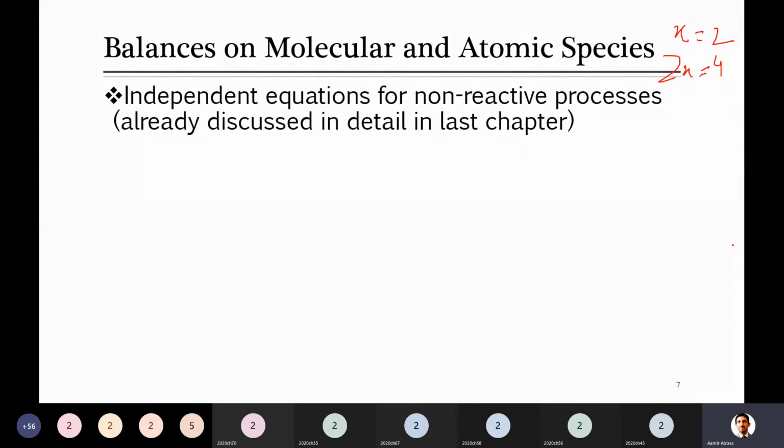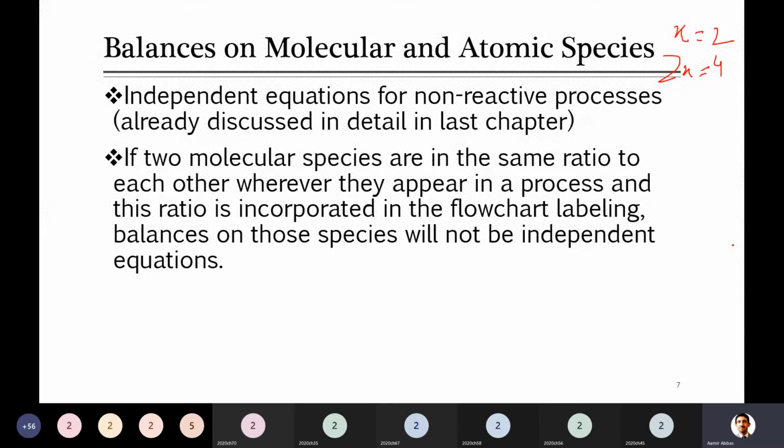The same will apply here, that you have to look for independent equations for these reacting systems. For example, if you write the molecular species and you take some molecular species that are in the same ratio with each other, same ratio meaning, for example, they are entering the system in the ratio of 1:2. One has 50 moles, the other has 100 moles, so they are in this ratio 1:2.